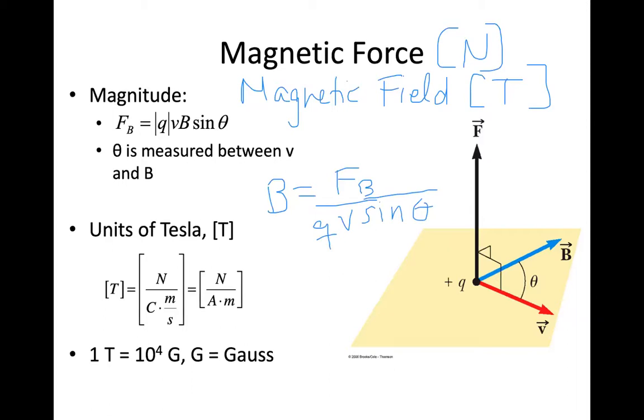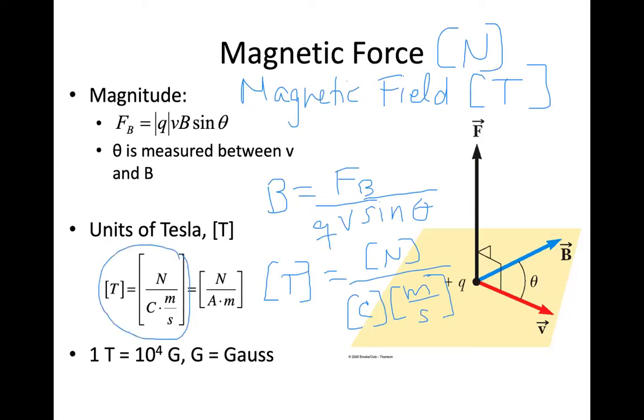The units that go in here are newtons in the numerator, charge is a coulomb, and a velocity is a meter per second. And we call that a Tesla. So here it is. That just comes from working with this equation and solving for my unknown, the B field.